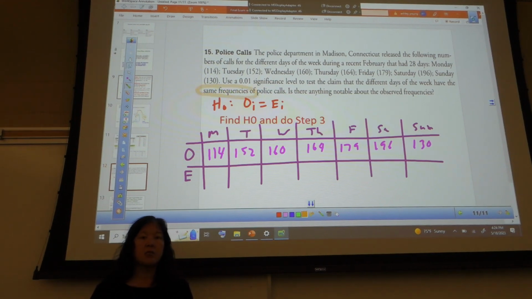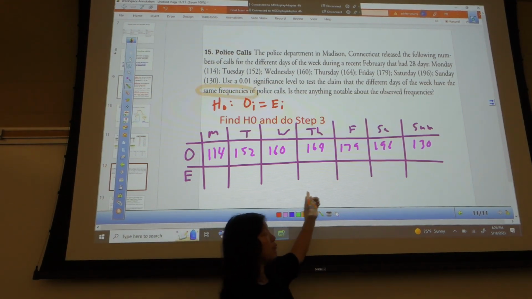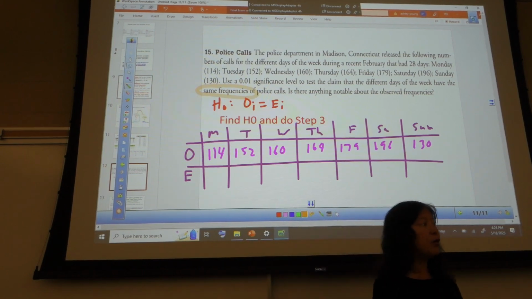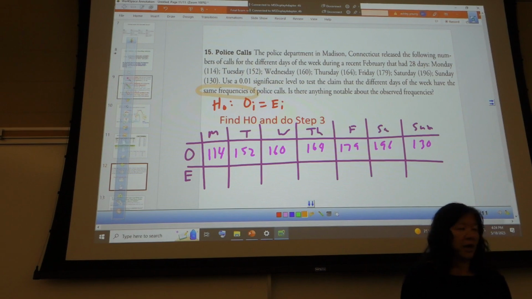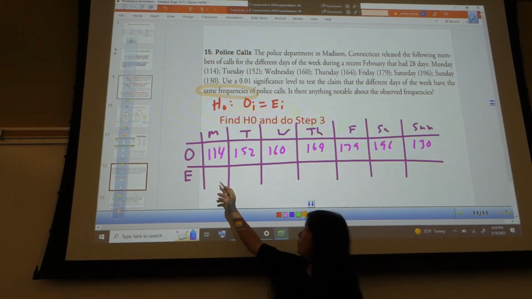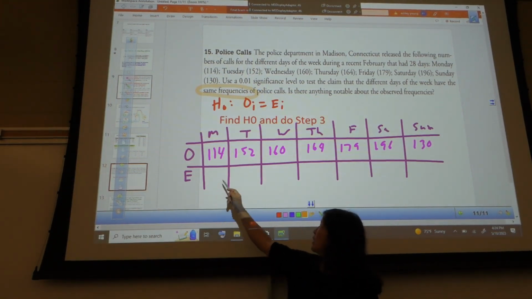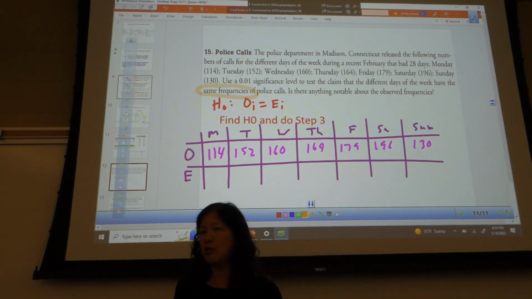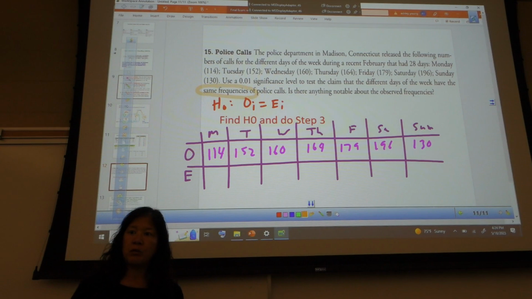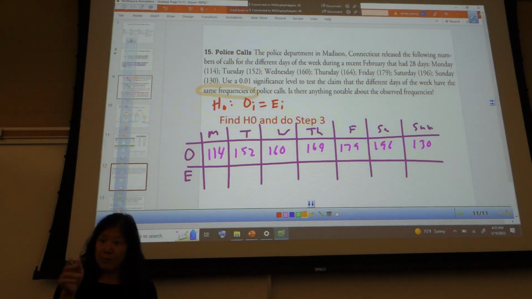Same frequencies. So frequencies should be the same from day to day. If they're all the same, what do I do? Do I take 100% and divide by each one? So that'd be 100 divided by 7? No, because I can't compare 114 to something less than 100. That doesn't make sense at all. What do you do? Don't you add all those up? Yep. And divide it by 7?